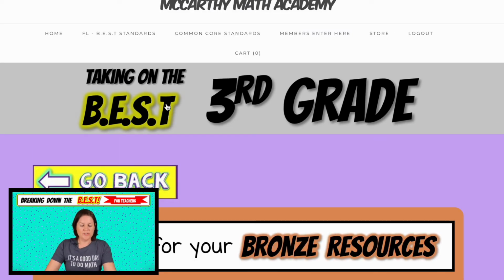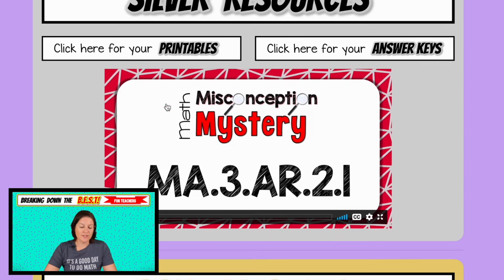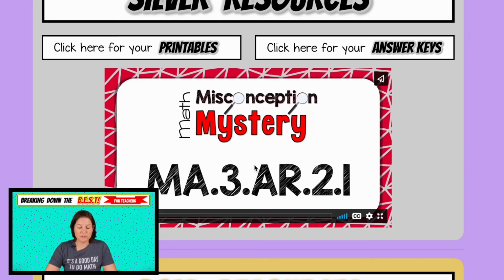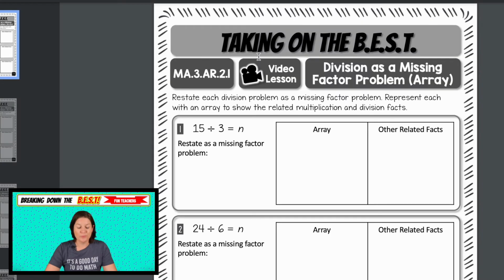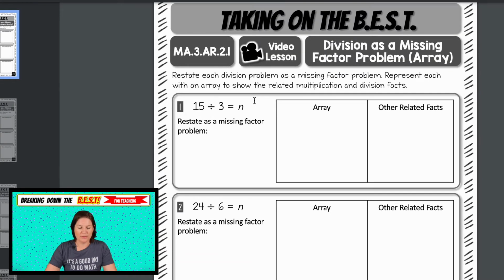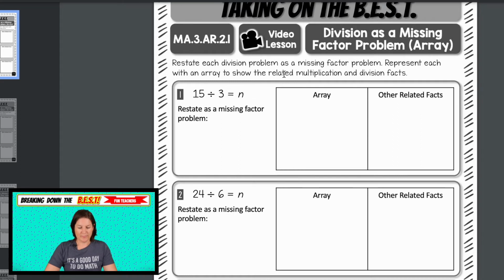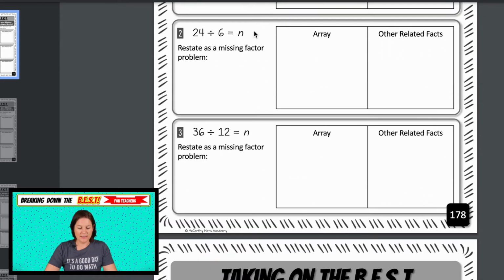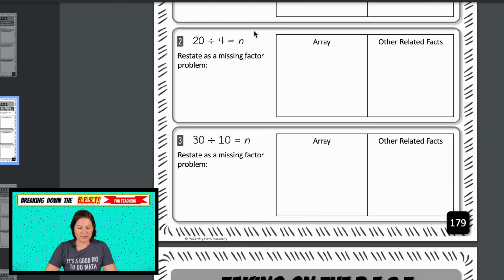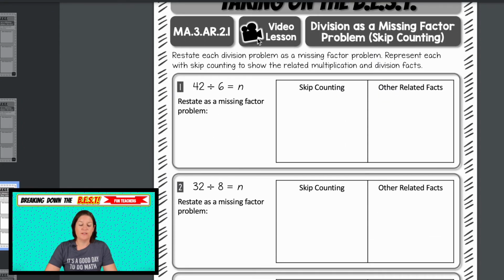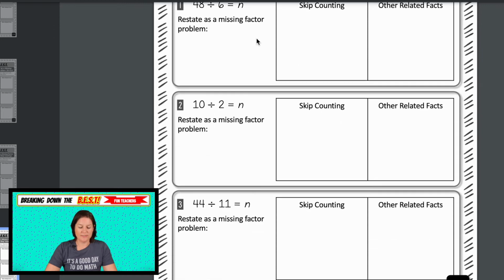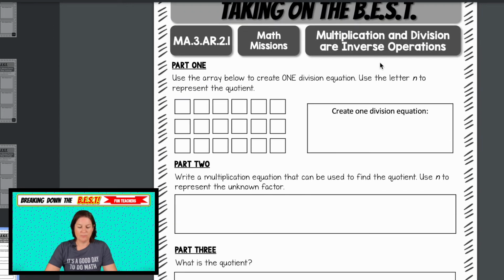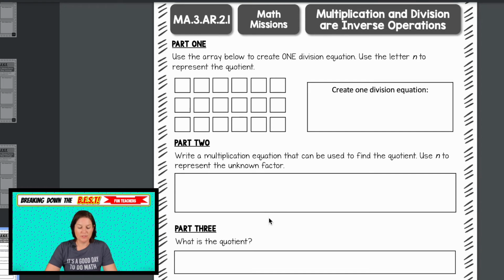And then if we go to the silver, you have access to the bronze, of course, and you also have access to the math misconception mystery video that's right here. And I'll show you when we get to that part of what printables you have. So here's the video lesson. We know because of that icon. Then we've got extra practice that looks just like what we did in the video lesson. Another video lesson, extra practice with skip counting. Here is our math task. So putting it all together, create one division problem, write a multiplication equation that can be used to find the quotient, use N to represent the unknown factor.